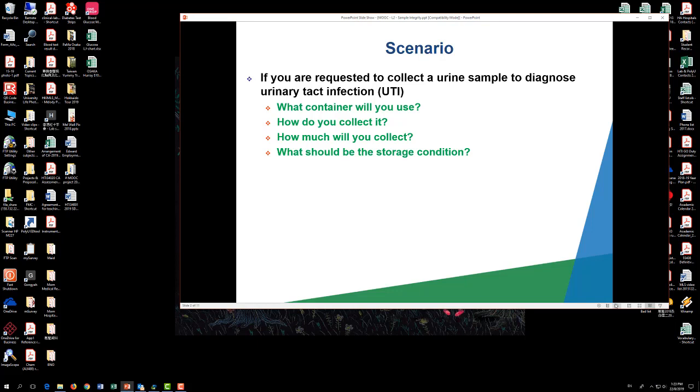What should you do after your collection? So how do you store it? Just put it on the table in room temperature, or put it into the fridge, or just directly take it to the laboratory once after you collect the sample.